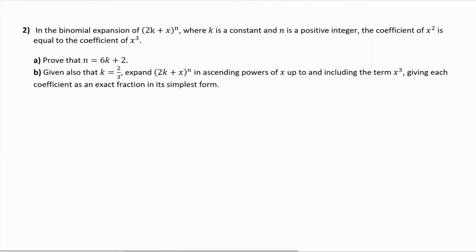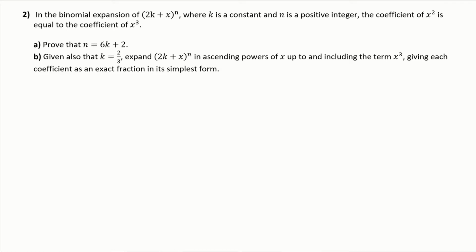Okay, for question 2. In the binomial expansion of (2k + x)^n, where k is a constant and n is a positive integer, the coefficient of x squared is equal to the coefficient of x cubed. So for part A, we need to prove that n is equal to 6k + 2. So again, business as usual, we're just going to plug this into the binomial equation.